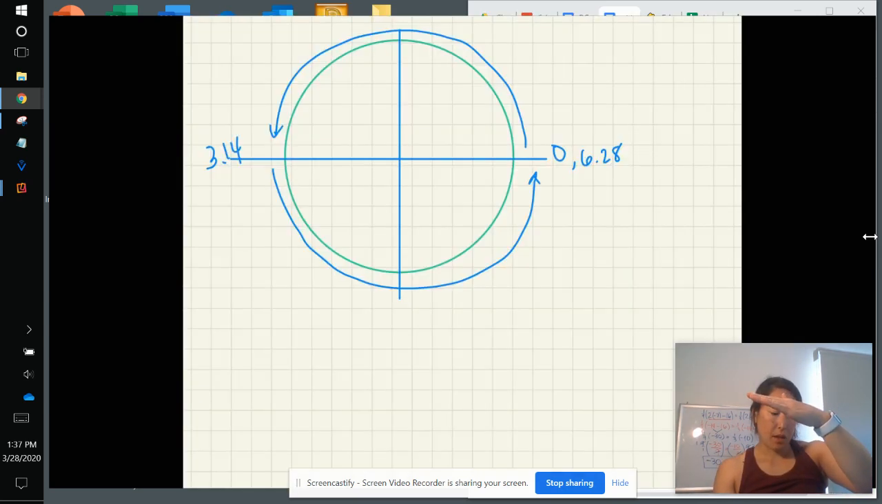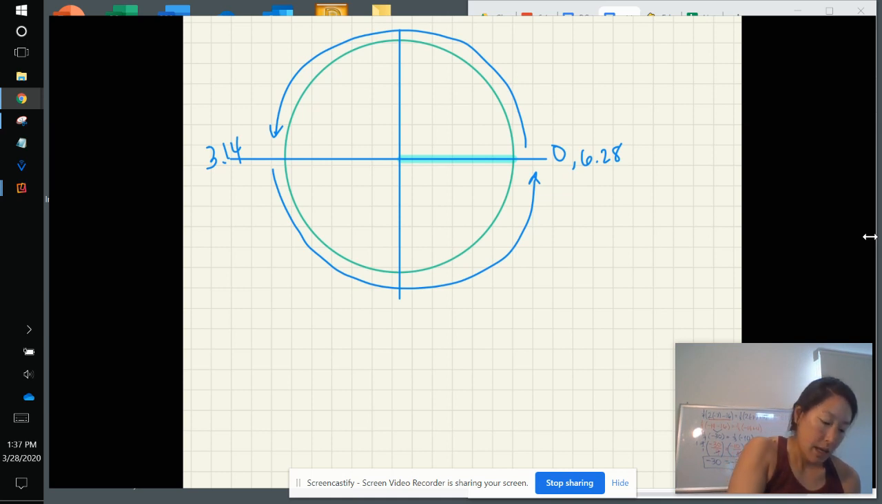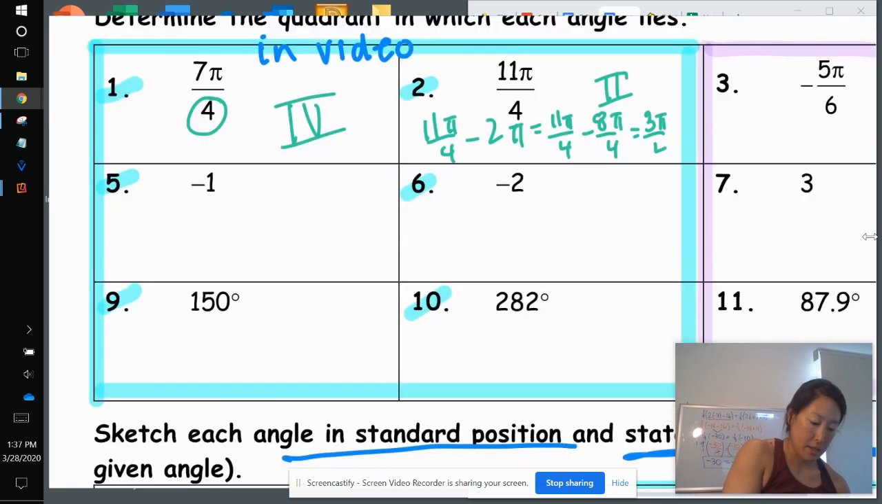Open clockwise. So I'm going to start with my initial side on the x-axis, and then I need to spin clockwise, and I can see that 1 radian would be in the first quadrant somewhere. First quadrant. Okay, so this is the first quadrant.